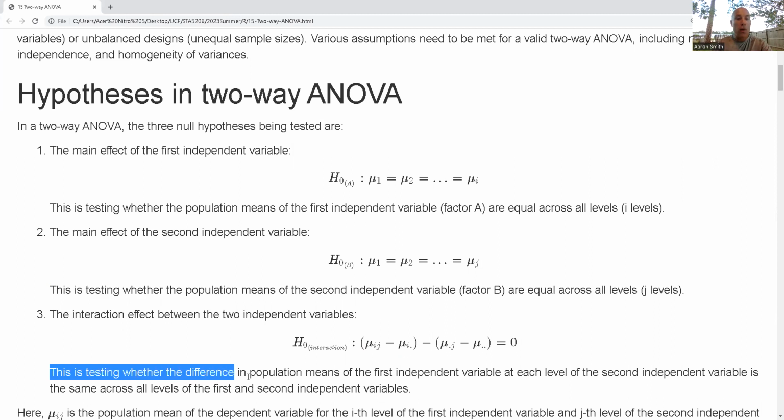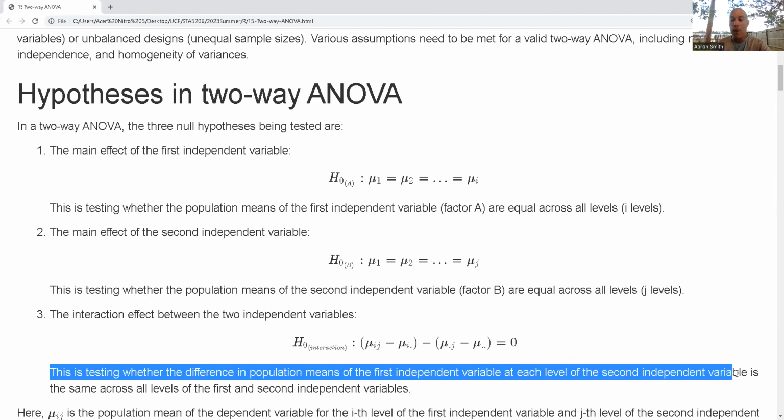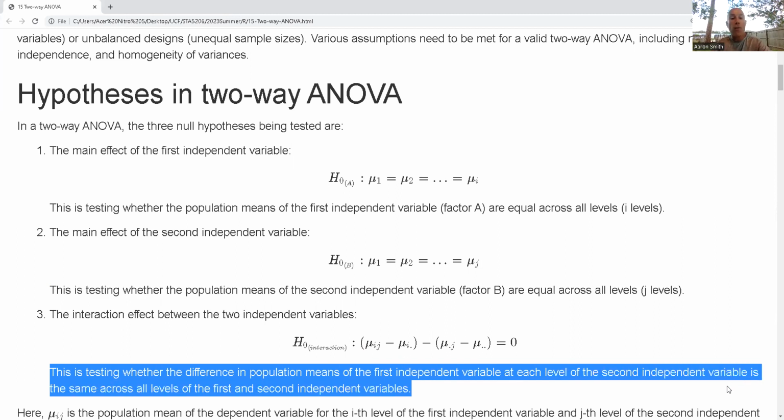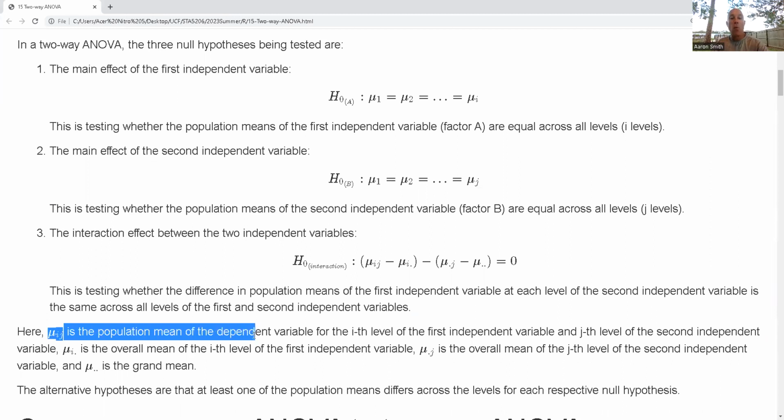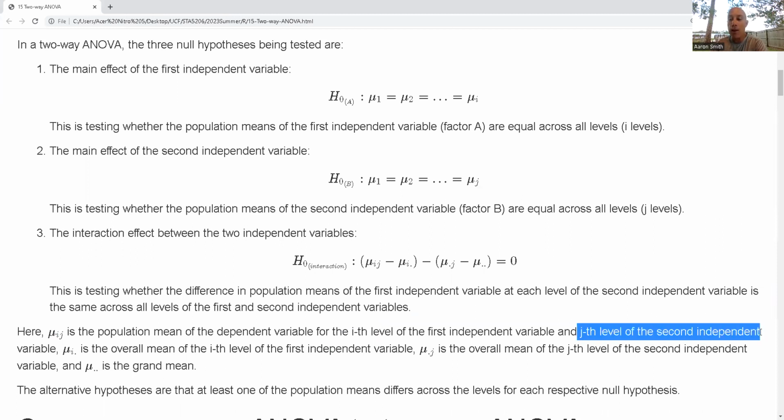So this is testing whether the difference in population means of the first independent variable at each level of the second independent variable is the same across all levels of the first and second independent variables. So mu sub ij is the population mean for the dependent variable at the ith level of the first independent variable, and simultaneously the jth level of the second independent variable. So this population mean takes into consideration the value of both independent variables.